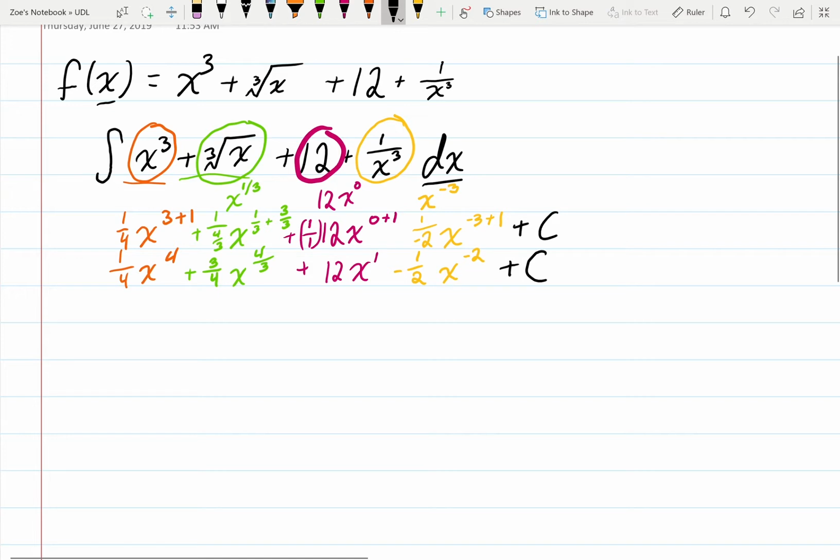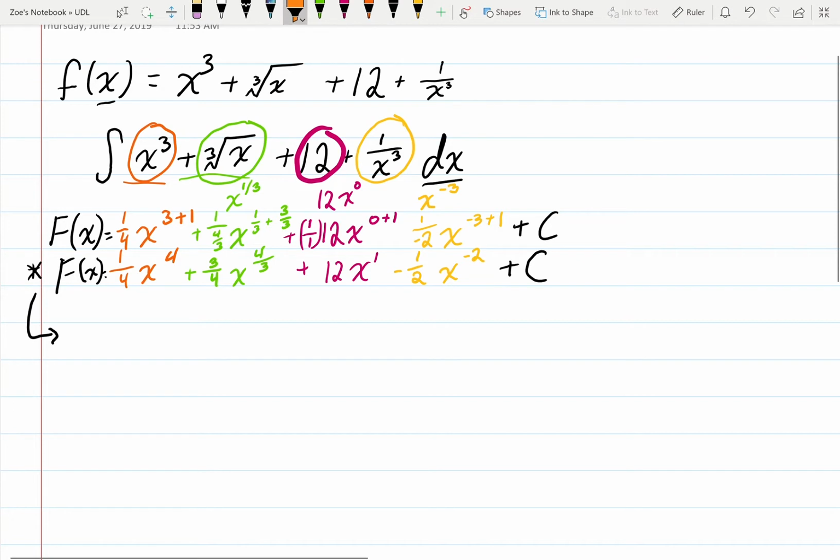So our original function was f of x, and now we have this capital F of x equals 1/4 x to the 4th plus 3/4 x to the 4/3 plus 12x to the 1st, which could also just be 12 times x, and then minus 1/2 x to the negative 2 plus c. And a great way to check your work is to take the derivative of your new function and see, can we get our original function back?